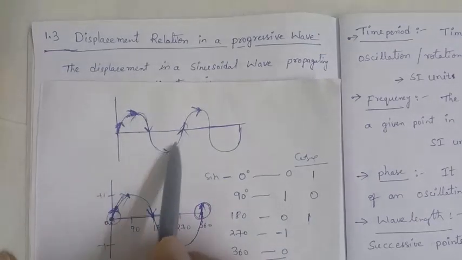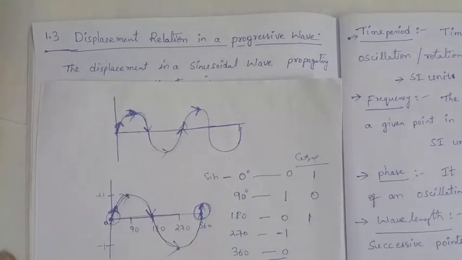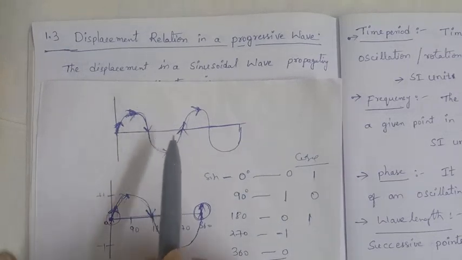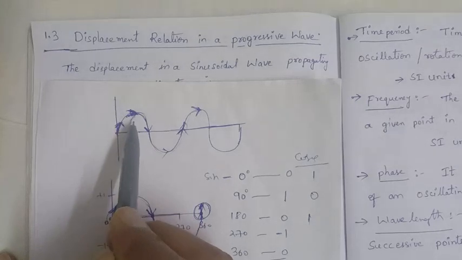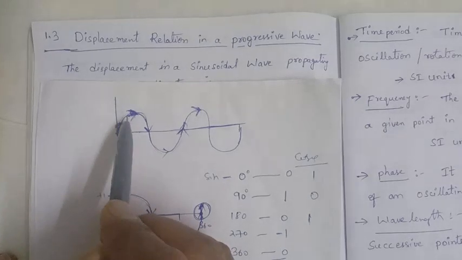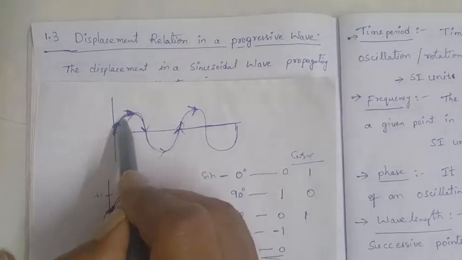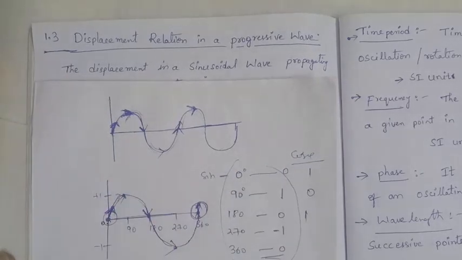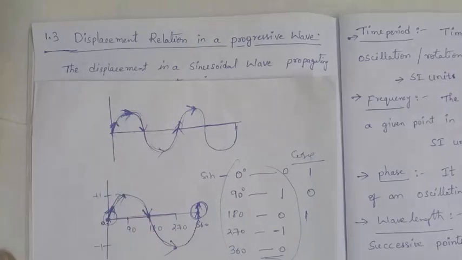From here to here is called the wavelength, and from here to here is also the wavelength. For every wavelength, or for every 2 pi, the same phase repeats. You have to remember that point. So this wave follows these values, and that's why I will take the function in terms of sine notation.